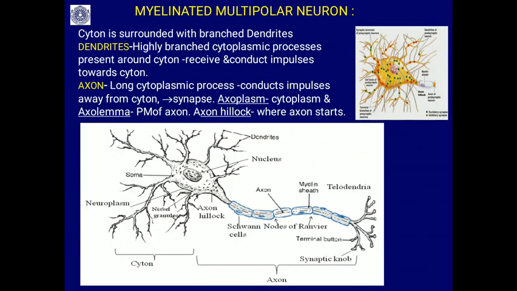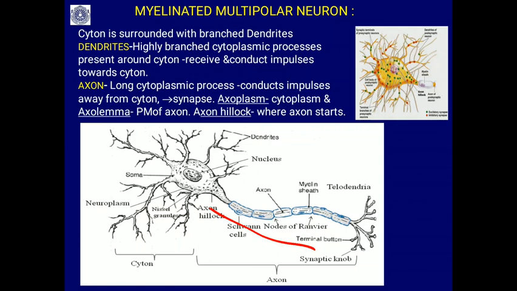So that is important. You have to be in a continuous learning process. Then the cyton is surrounded by the dendrites. These are the dendrites, highly branched cytoplasmic processes present in the cyton. They receive the impulse and conduct the impulse to the cyton. Then the axon, this is the axon. This is also an elongated cytoplasmic process. The cytoplasm inside the axon is called axoplasm. The plasma membrane of this axon is called axolemma.